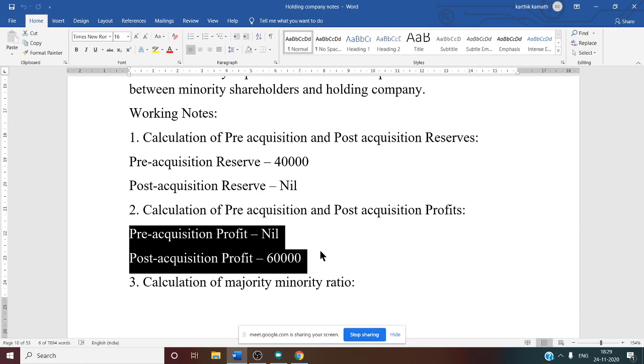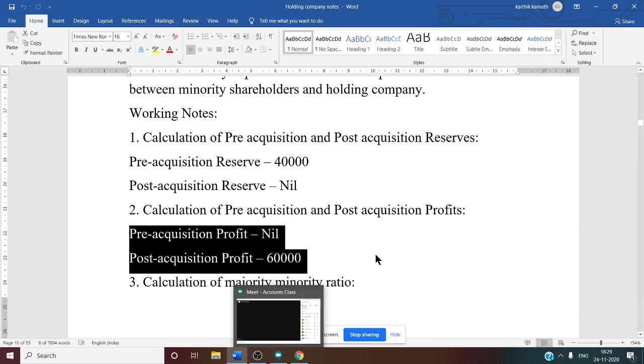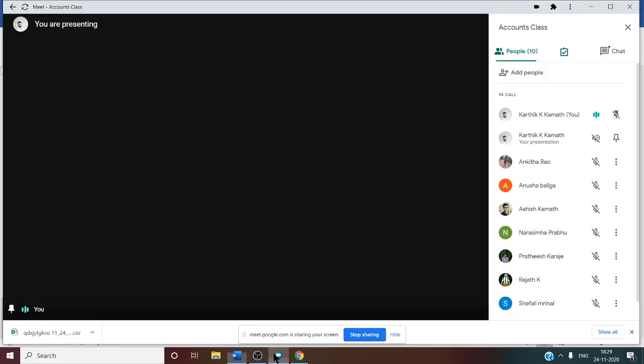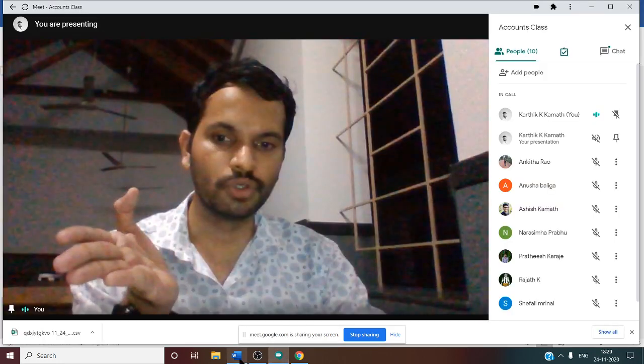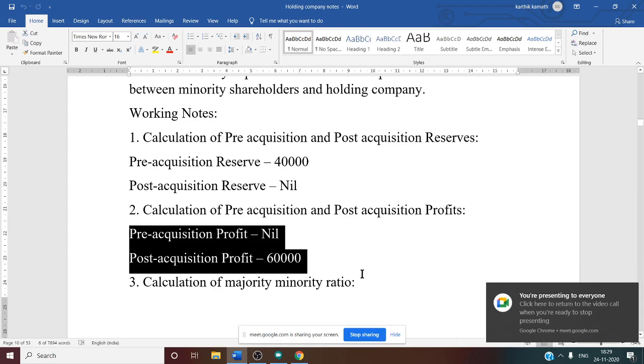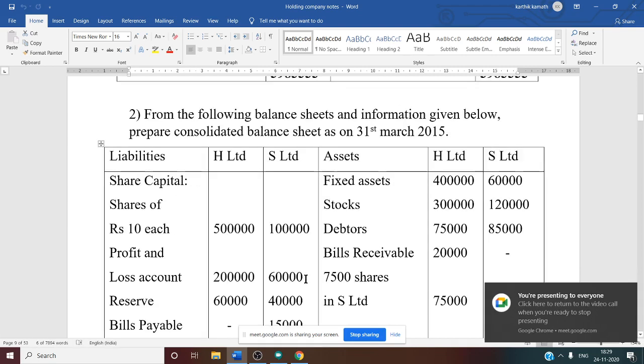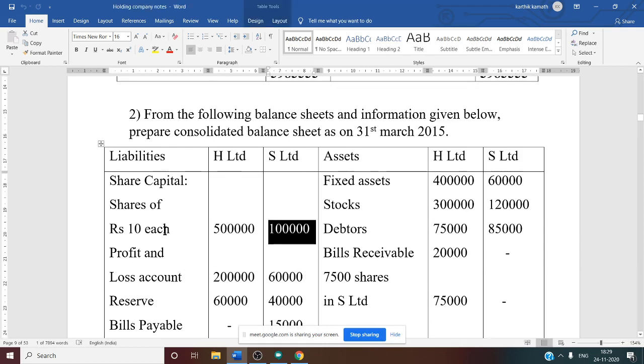Now we have discussed the first and second working notes, pre-acquisition and post-acquisition reserve and profit. The third one we have to see is the calculation of the majority-minority ratio. The first thing we want for this is the share capital of the subsidiary. What is the share capital of the subsidiary? 1 lakh. What is the paid up value? 10.